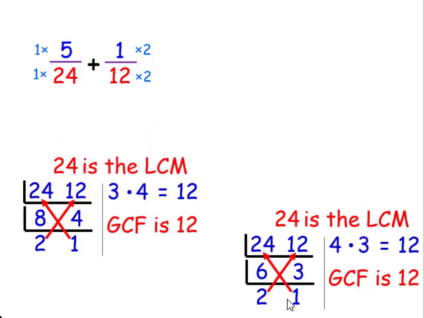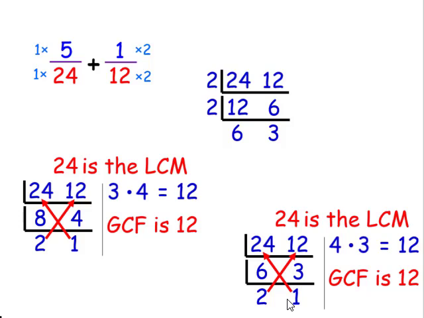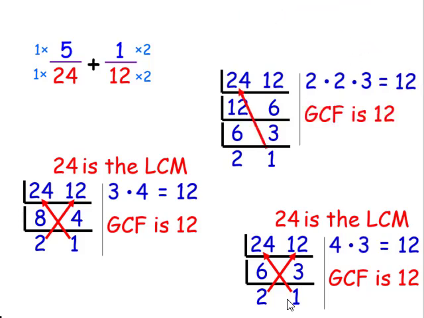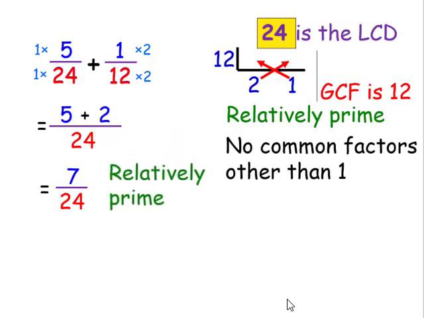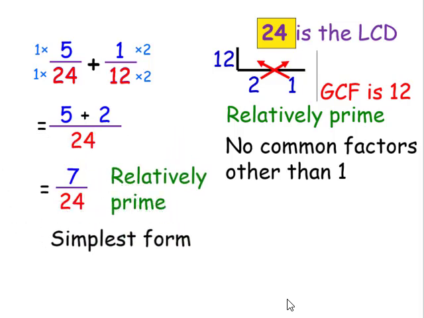All right. And another way could have been, you could have done 2, and then 2 again, and then 3. Or we could have done 3, and then 2, and then 3, or 2, 3, 2. Lots of different ways to get your answer. From the bottom. This one, we're going to have 5 plus 2 over 24, which is 7 over 24, and 7 over 24 is in simplest form.